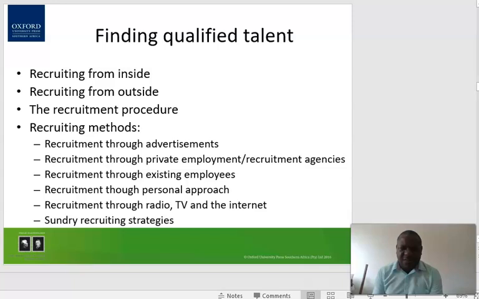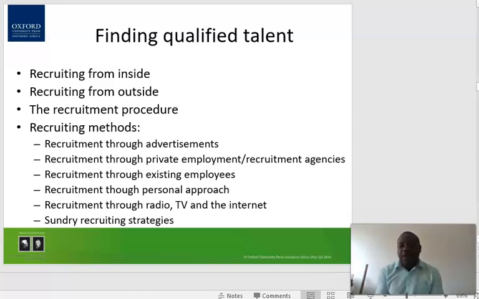Recruitment methods: recruitment can be done through advertisements in newspapers and so forth, or through advertisements in other channels. It can also be done through private employment or recruitment agencies. You can also do recruitment through existing employees. It can also be done through personal approach, which is known as headhunting. Recruitment can also be done through radio, television, or even the internet.